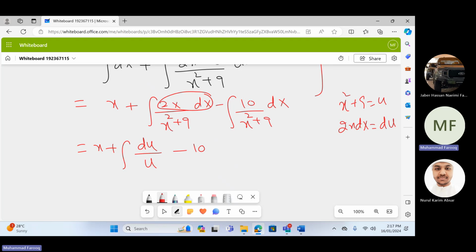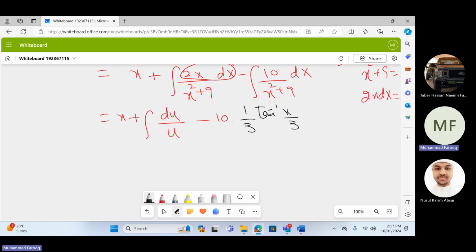What is that? Now it's tan inverse, which is 1 over a tangent inverse x over a. And plus c. I think there are no limits, so plus c. I'm sorry, not plus c. I still have pending integration, so not plus c now.